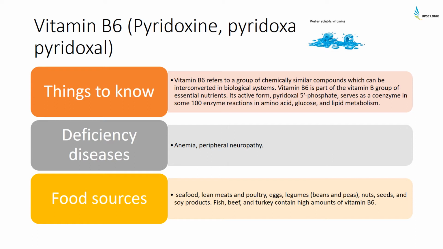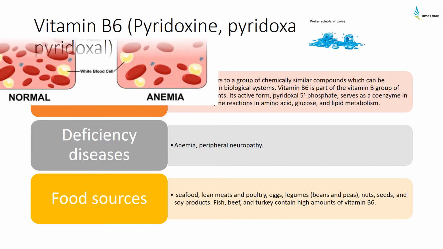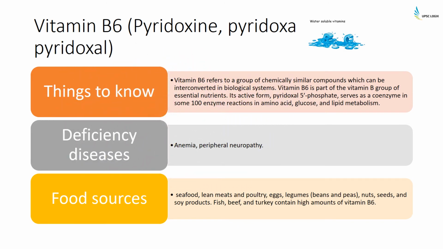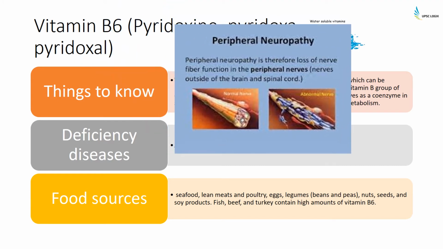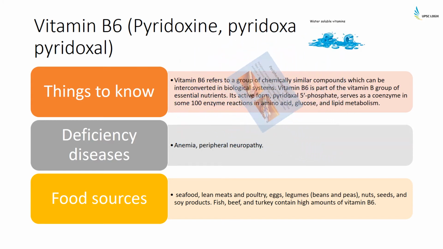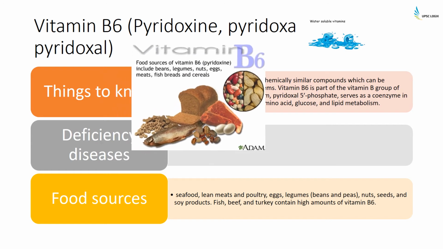The disease caused by deficiency of vitamin B6 is anemia. As you can see from the picture, the red blood cells and the platelet count decrease. Then the next disease which is caused is called peripheral neuropathy, which is loss of nerve fiber function in the peripheral nerves, which are the nerves outside the brain and the spinal cord.